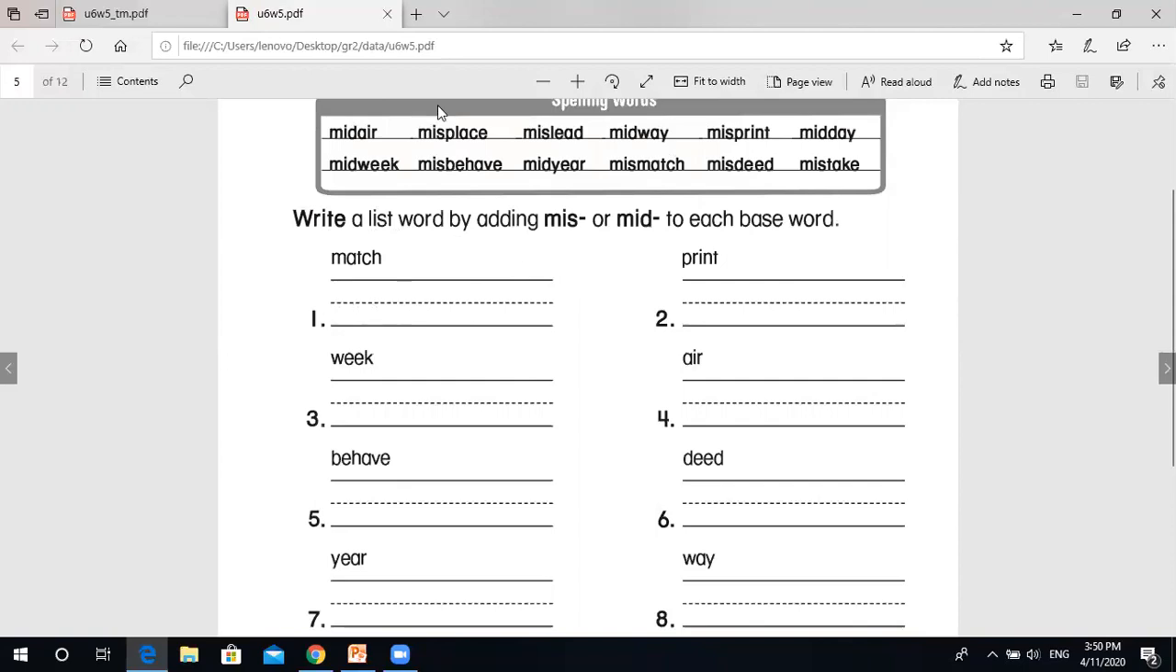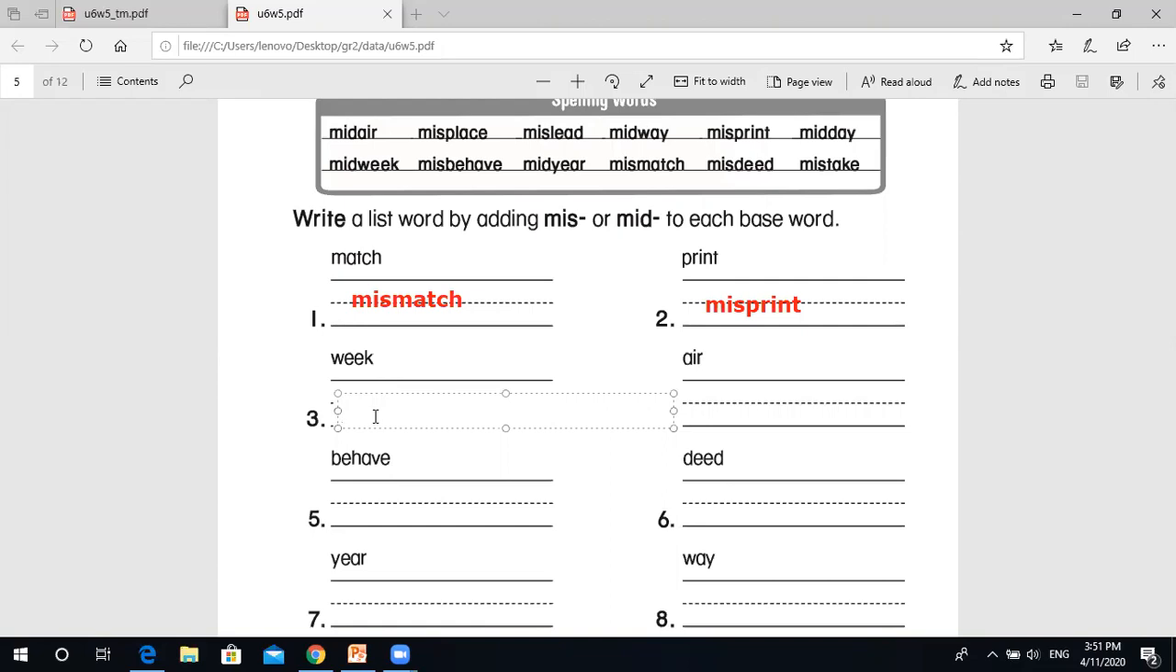Here, match. Match is coming with mis or mid. Mismatch. Good job. So let's write the word with me. Here, misprint. Error or mistake in printing is a misprint. We add mis to the beginning of the word to change its meaning.